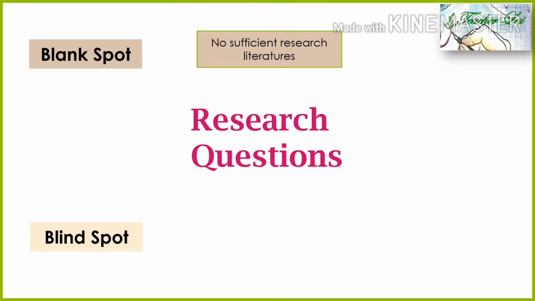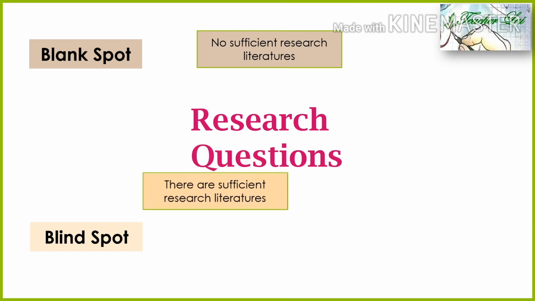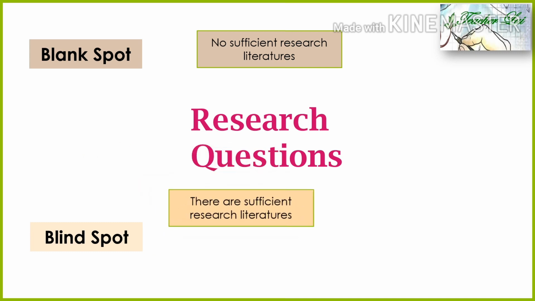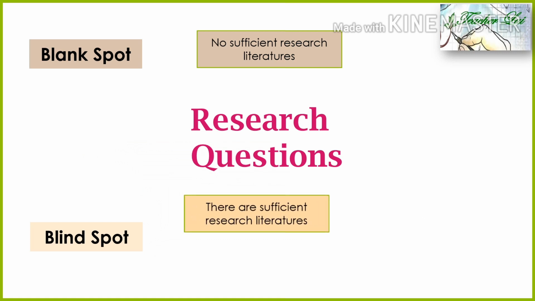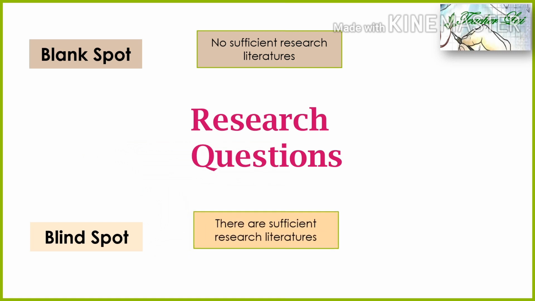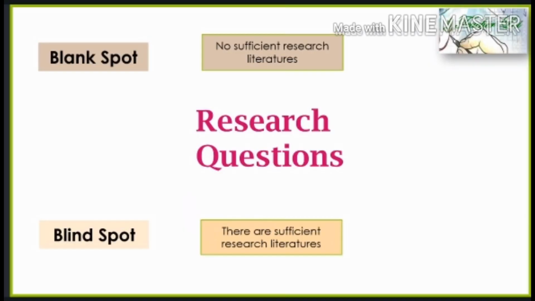While blind spot means that there are sufficient research literatures, but the findings are conflicting. Or in other words, there are two or more research authors with contradicting results. Then, if there are conflicting findings in the literatures, there is a gap between the findings of various researchers, and that is already a research problem that must be answered. And as a researcher, you have to intervene by doing hypothesis testing. Then that is the time to formulate quantitative questions.